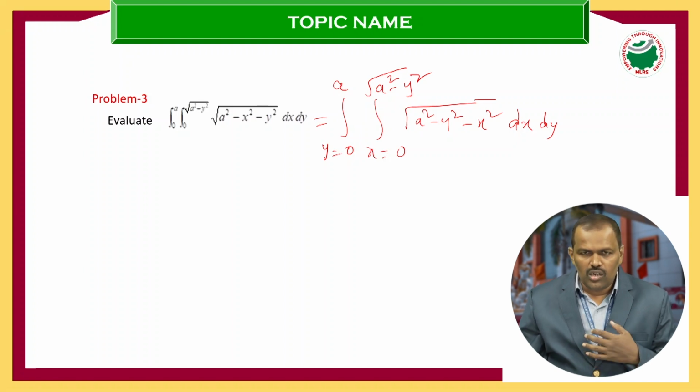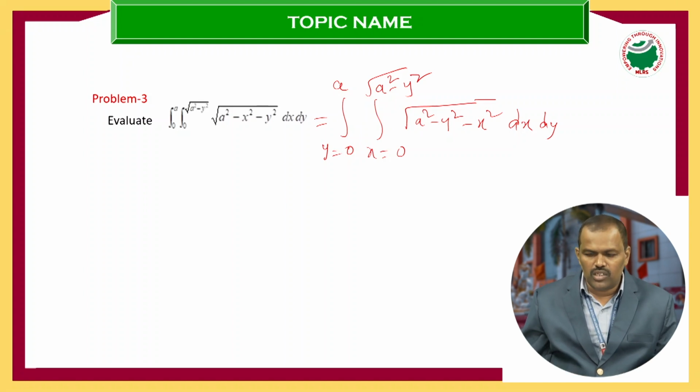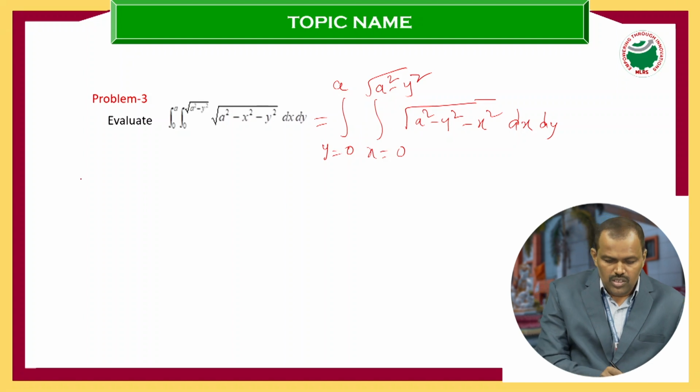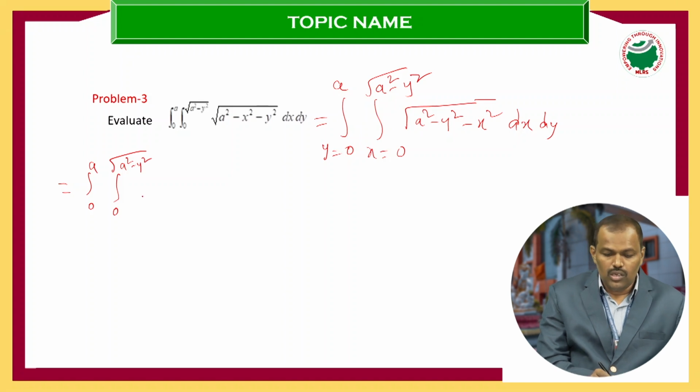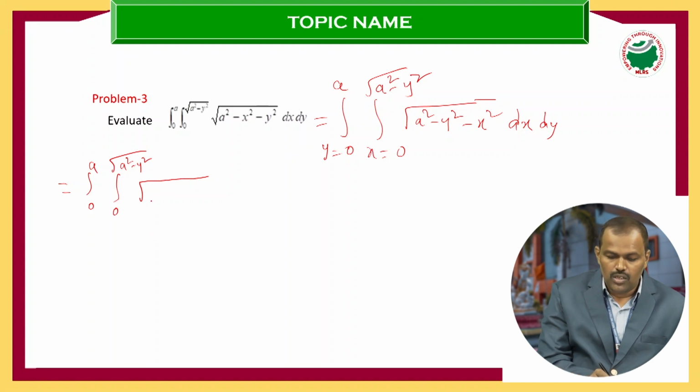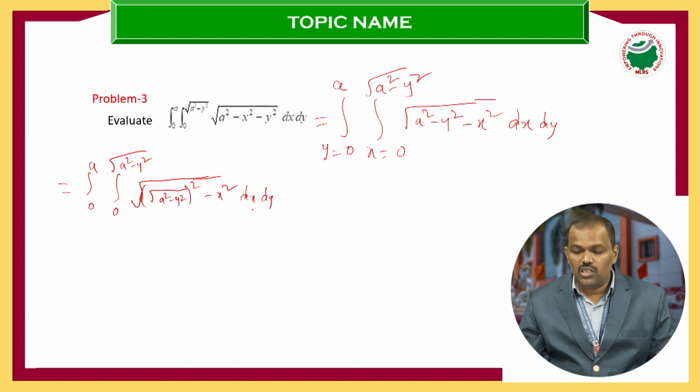So that's what I have to apply: first with respect to x keeping y terms constant. So this can be written as integral 0 to a, integral 0 to x limit square root of a square minus y square. So here there is a formula involved. That's what here I'm expressing the given integrand as square root of a square minus y square whole square minus x square, dx dy. The reason is there is a formula.